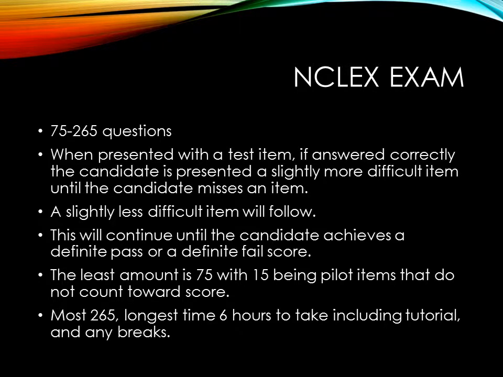The NCLEX-RN exam consists of 75 to 265 questions and is random. When presented with a test item, if answered correctly, the candidate is presented a slightly more difficult item until the candidate misses an item. A slightly less difficult item will then follow. This will continue until the candidate achieves a definite pass or a definite fail score. The least amount is 75, with 15 being pilot items that do not count towards the score. The most is 265, with the longest time being 6 hours, including tutorial and any breaks.